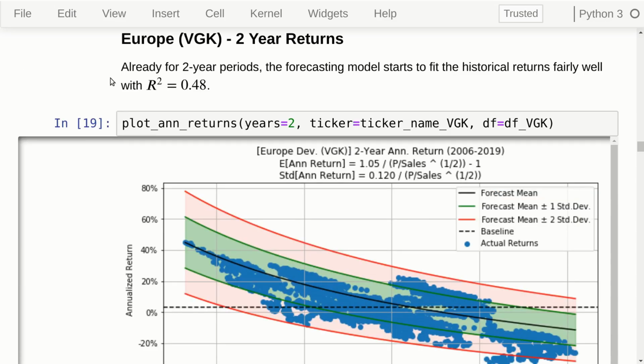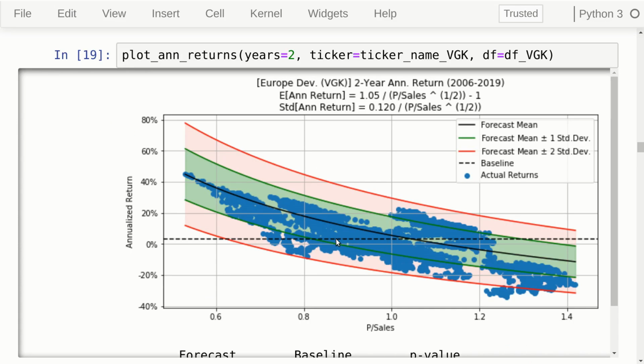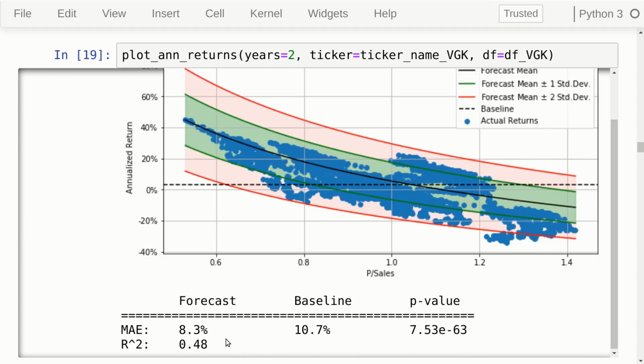So let's try and look at 2-year annualized returns. So again, the plot shows us the actual 2-year annualized returns for the historical data, and the solid black line shows us the forecasting model using the historical mean dividend yield, mean sales growth, and mean price to sales ratio. And it looks like a lot of this fits within 1 standard deviation. And we can also look at the statistical measures. So the R squared is 0.48, which means that roughly half of the variance in the data is now explained by the forecasting model. And that is actually quite impressive for only 2-year annualized returns. If I remember correctly, this was even better than for the S&P 500.